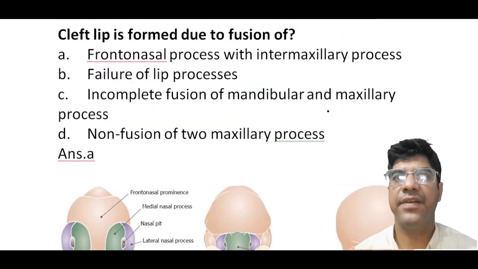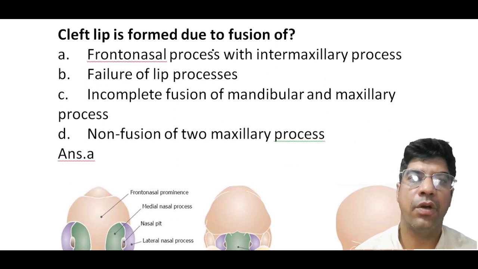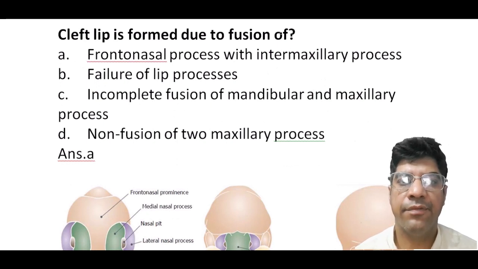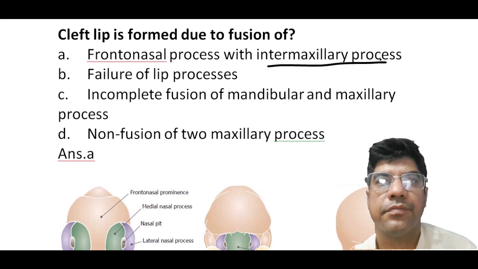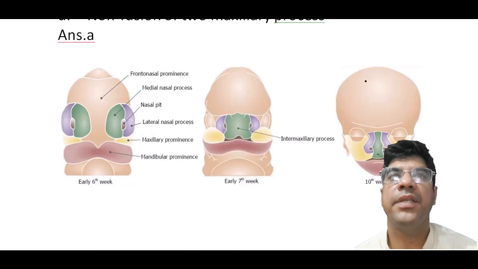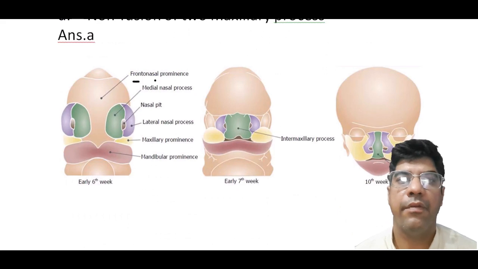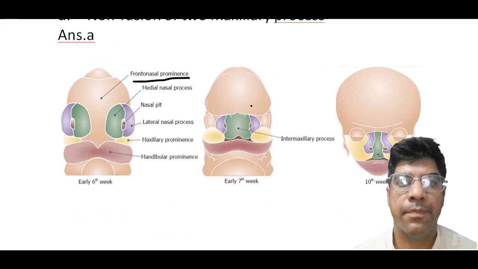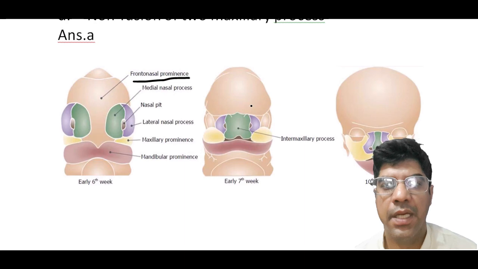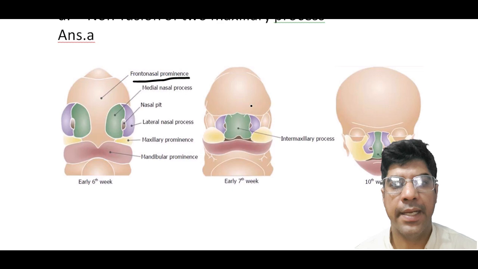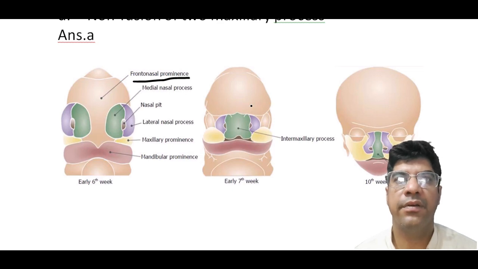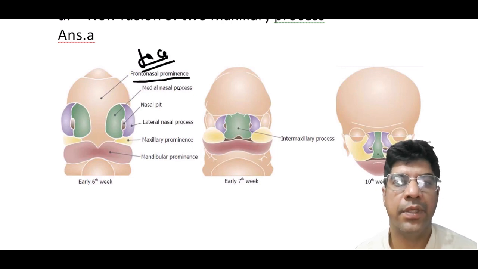Next question is the cleft lip. It is formed due to the fusion of. Well, the answer would be a frontonasal process with the intermaxillary process. Now this one is the frontonasal process. Well, the frontonasal process, we know it's a prominent structure that develops during the early embryonic development, and it contributes to formation of the face, and it is derived from the neural crest cells and the mesoderm.